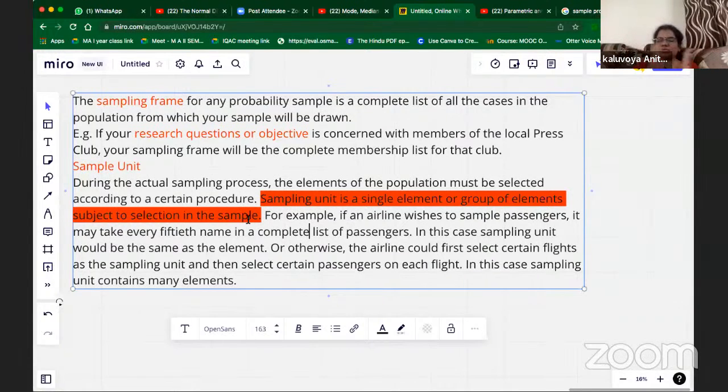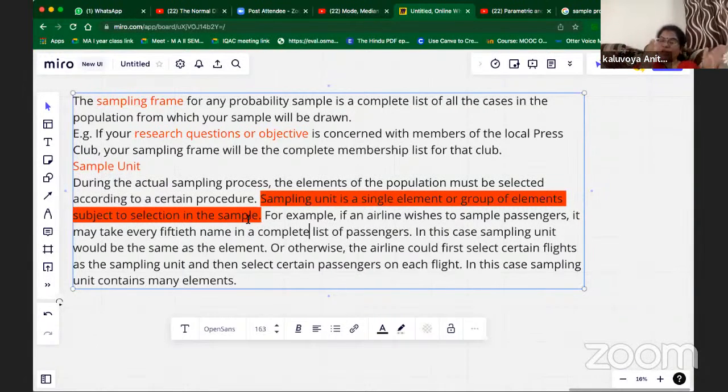Let us take the facilities provided by the airline. How do I do it? They will take a complete list of that particular plane, whoever traveled, and then choose every fifth person: 5, 10, 15, 20, 25, 30, like that. Every fifth person they'll pick up and make the sample unit. In this case, the sample unit would be the same as the element. Otherwise, the airline could first select certain flights. If not passengers, it can select certain flights as a sample unit and then select certain passengers of each flight. In this case, the sampling unit contains many elements.